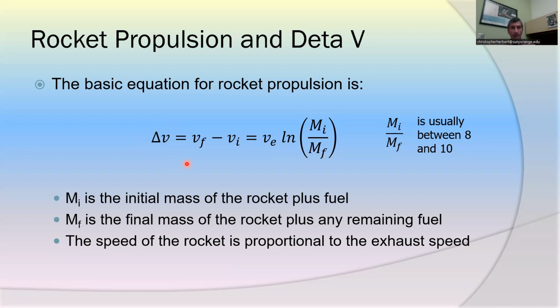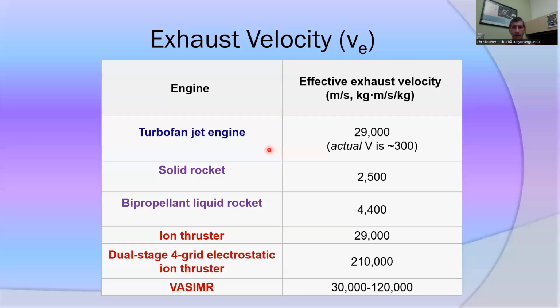But for a real rocket, this exhaust velocity usually has to be in the thousands of meters per second before we can even hope to achieve an orbital velocity. So again, that's going to be very, very important to think about.